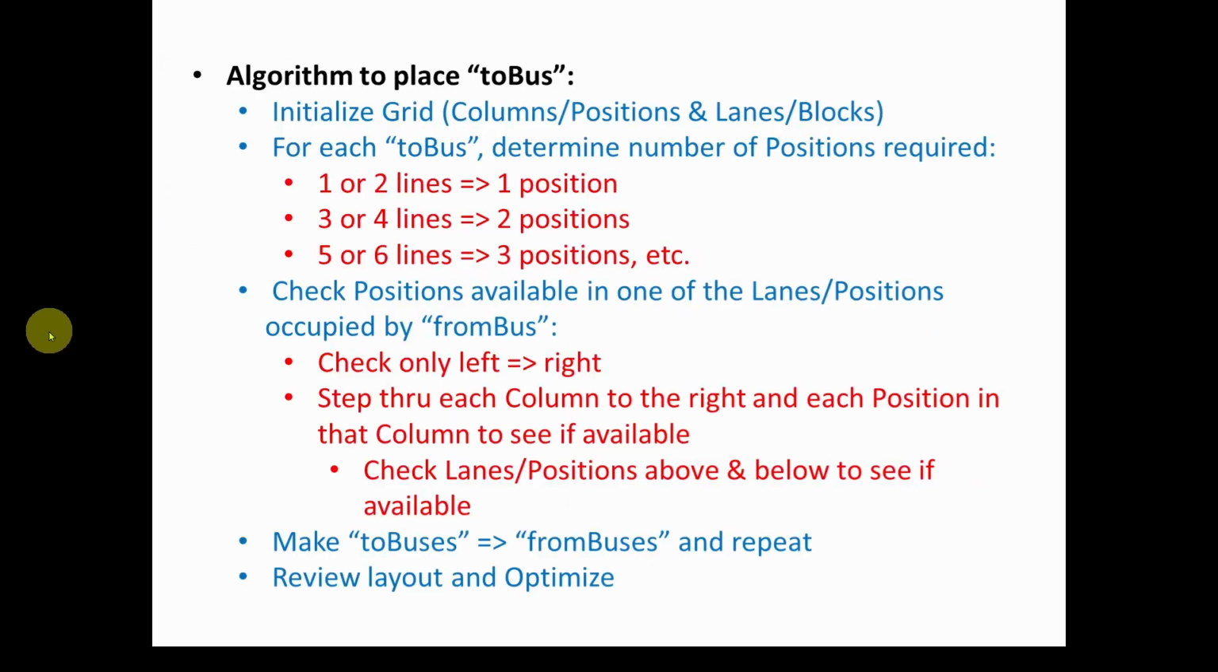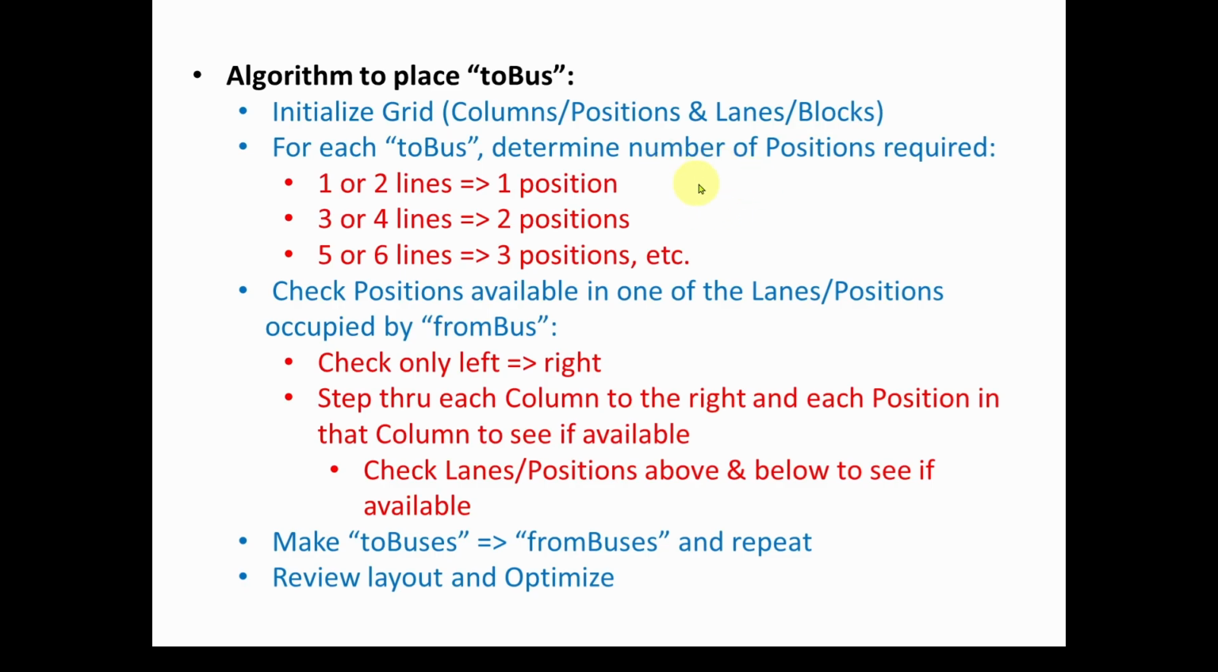So at this point, we've looked at the basic data structures we're going to need. We talked about grids and columns, positions, lanes, and blocks. And we've also talked about some of the limitations we're going to have and some of the requirements for placing buses. And at this point, we can now get deeper into the algorithm so that we can start writing our code. So we initially talked about a grid with columns, positions, lanes, and blocks, because we're going to need all that data in order to define where we place the lines and the buses.